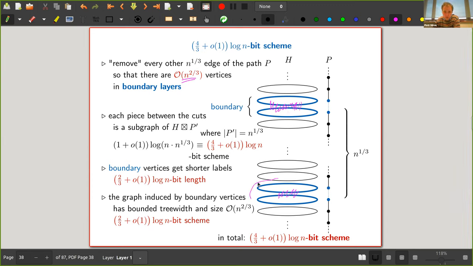And we have the union of plenty of independent pieces. So the treewidth is indeed constant, and the size is n to the 2/3. So the optimal labeling scheme in this situation gives us another 2/3. So in the boundary situation, we have 2/3 log n from one labeling and 2/3 log n from the other labeling. In total, it's 4/3 log n, and that's the trick they did.